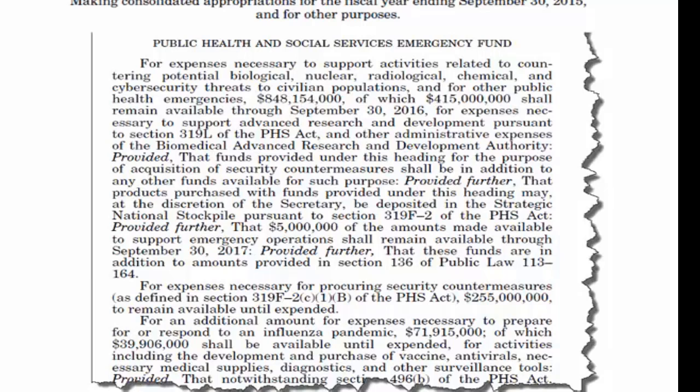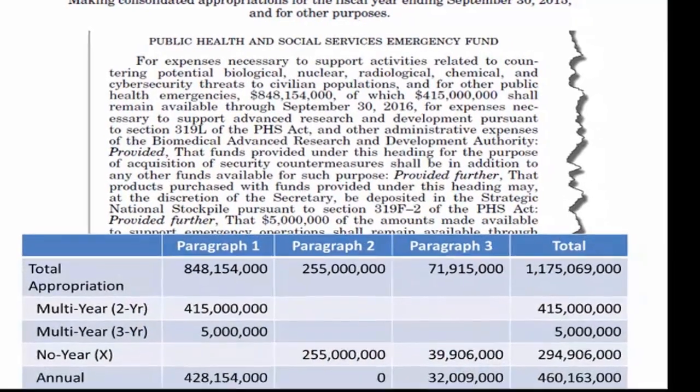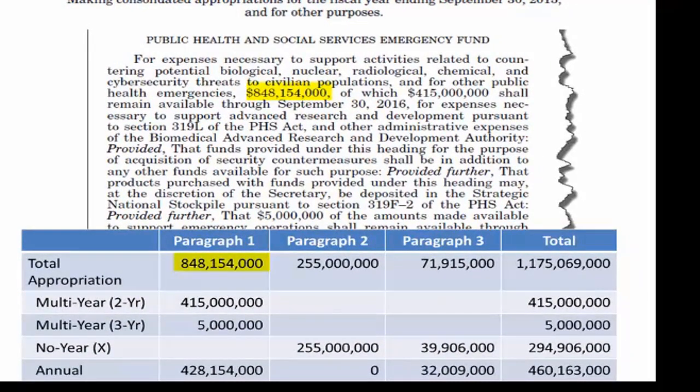If you would like to see if you can calculate these amounts, just pause the video for a moment. We can see that a lump sum of $848,154,000 is appropriated in the first unnumbered paragraph. But $415 million is available for 2 years, and $5 million is available for 3 years. That means that $848,154,000 minus $415 million minus $5 million, or $428,154,000 is available for 1 year.